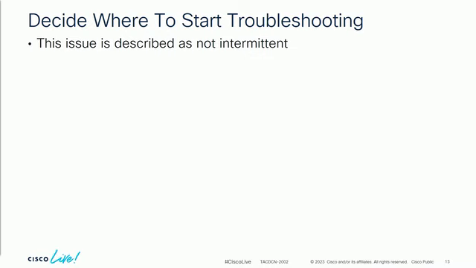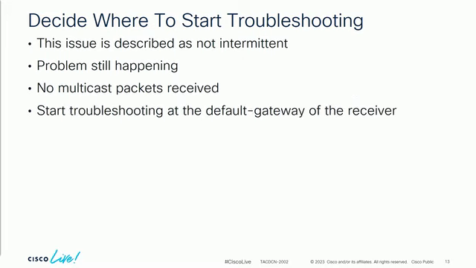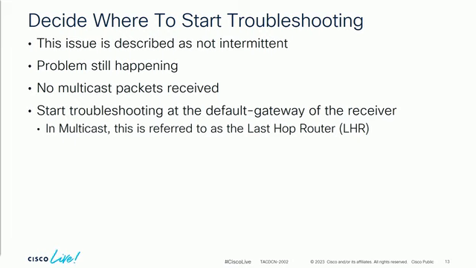So with that in mind, we know the issue is not intermittent, and that it's still happening, and that none of the data is making it to the receiver. So with that in mind, we can put our focus on checking the control plane state. That means, in my experience, the best way to do that is to connect to the default gateway of the receiver, another name for which is the last hop router, and we can work our way back towards the source, verifying everything along the path, making sure everything is working.